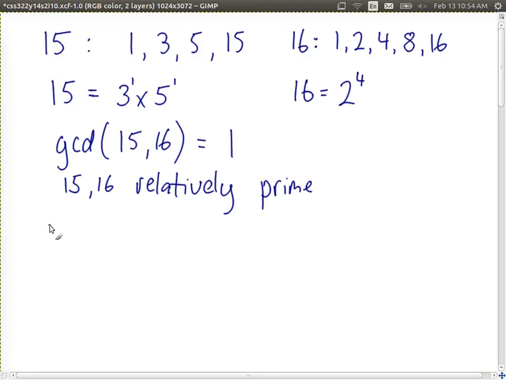Let's try it for a few others, just to be clear. Prime factors of 22, find that. Don't all yell out at the same time. It can be divided by prime 2. And the other prime is 11.